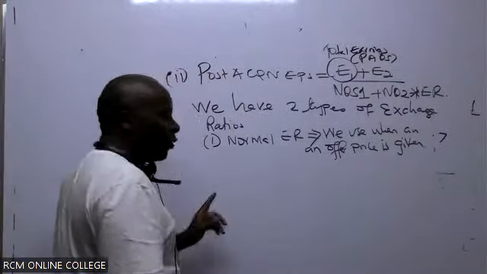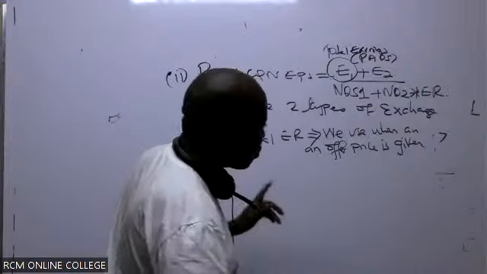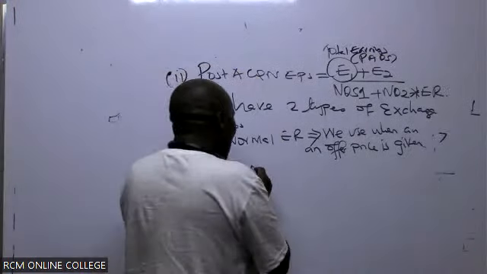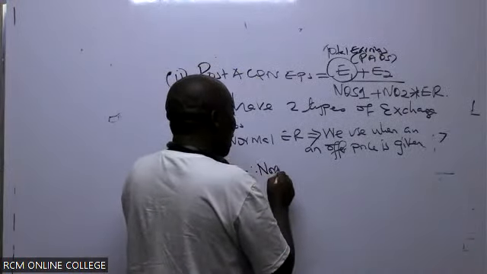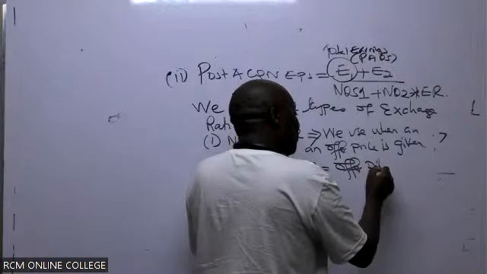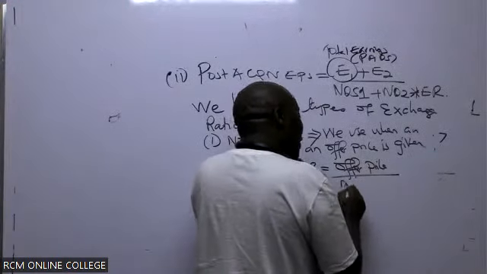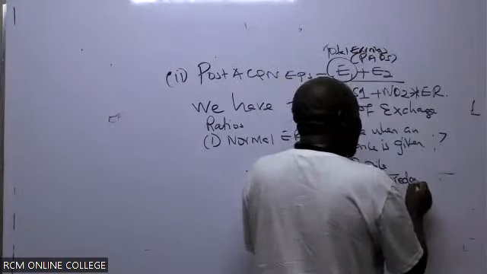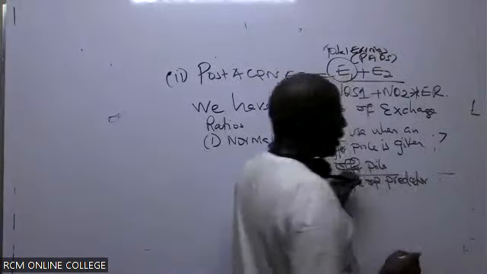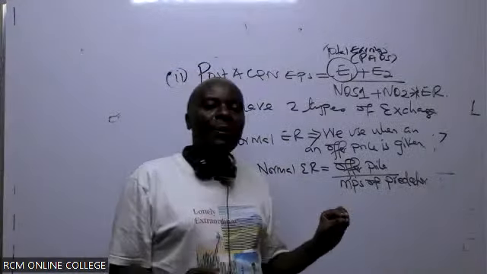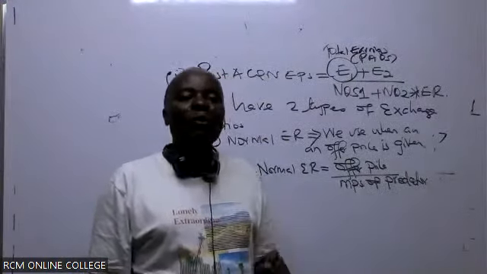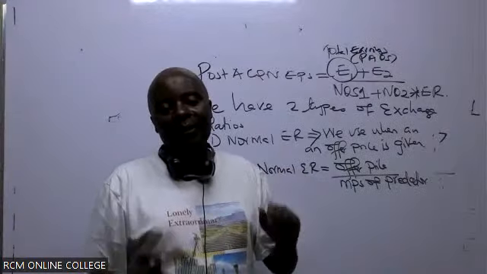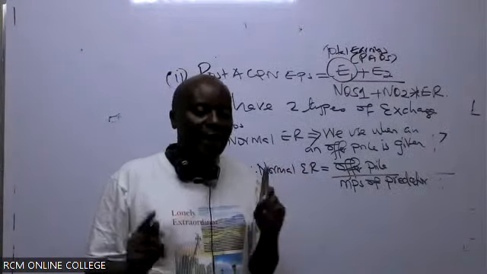Whenever you are given an offer price, we shall always think about this normal exchange ratio. And how do we get this normal exchange ratio? We take the offered price. We divide this by the MPS of the predator. Not MPS of the targeted company, not MPS of any other company, but the MPS of the king.